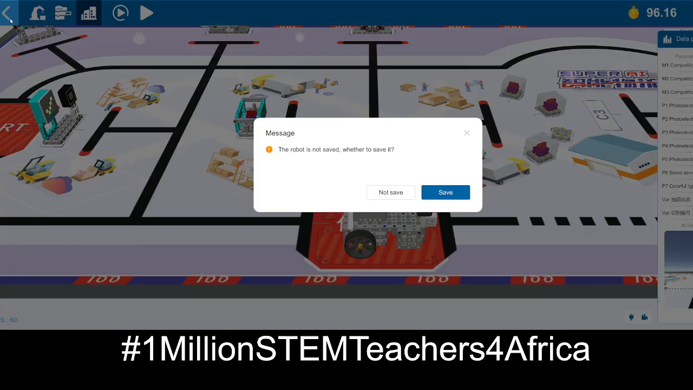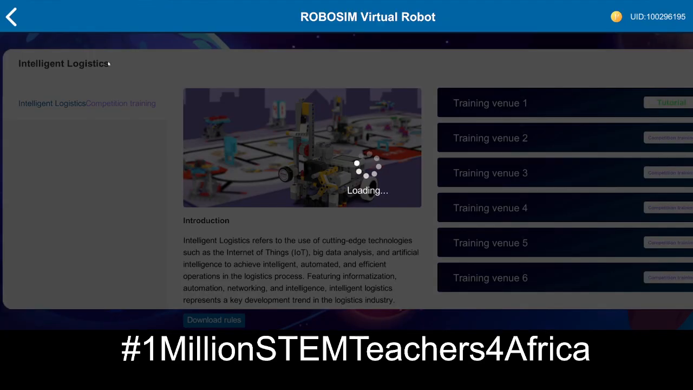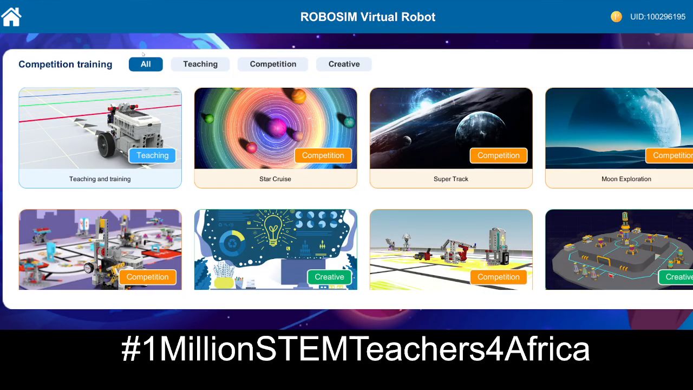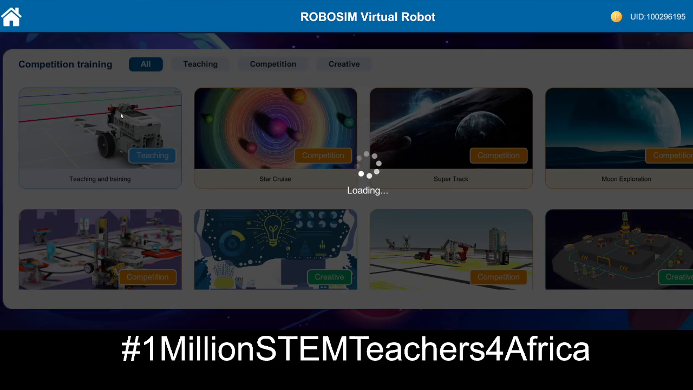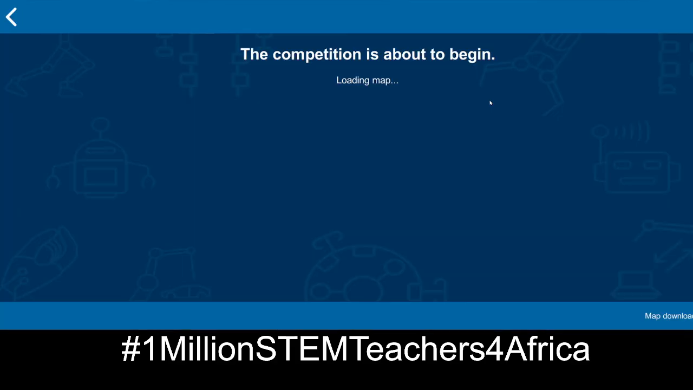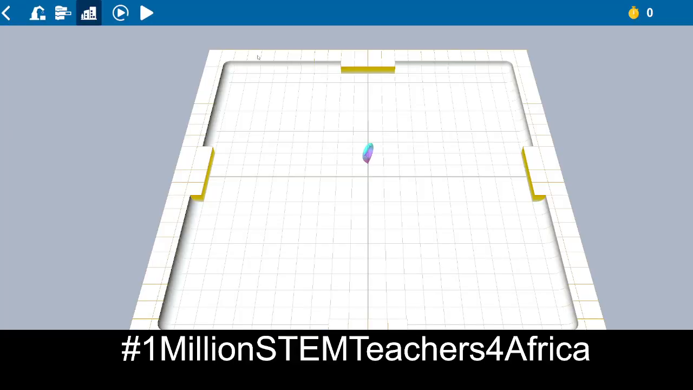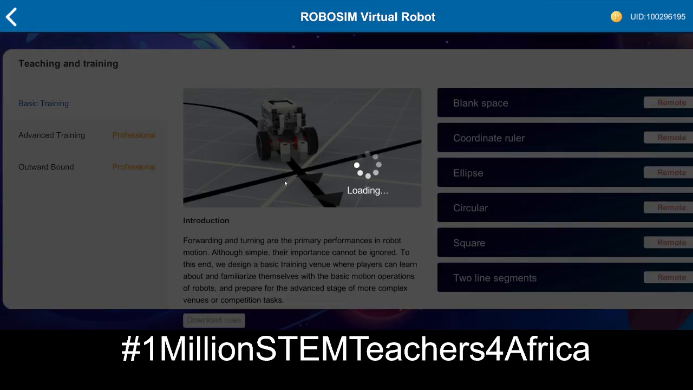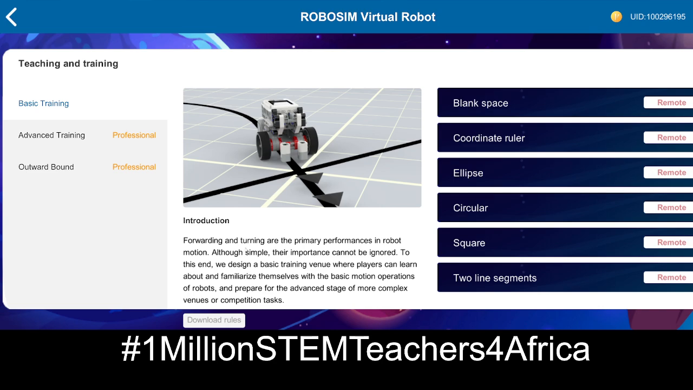So I'll go back to today's session because we need to begin. I'll click on teaching and training, and I'll start with a blank space. The reason I'm starting with a blank space is I want us to learn forwarding and turning, okay? Because forwarding and turning are the primary basics for performance in robotics, mobile robots.